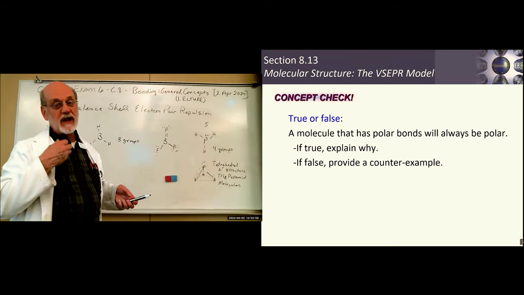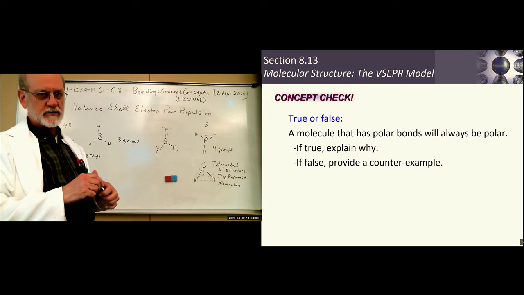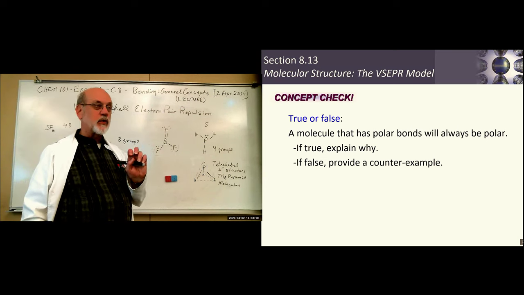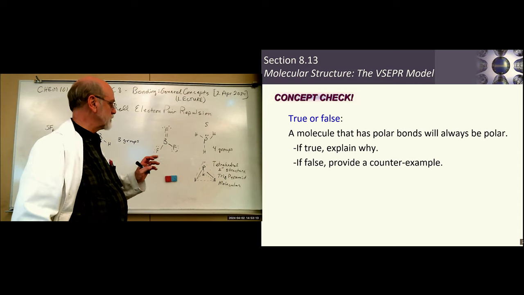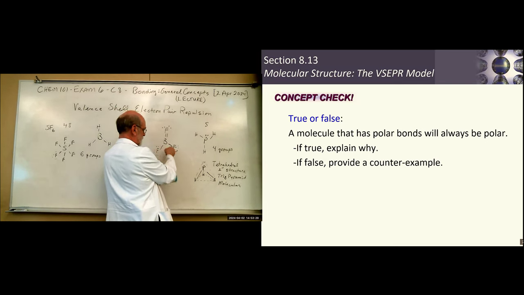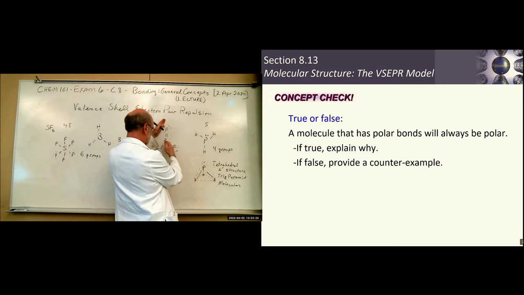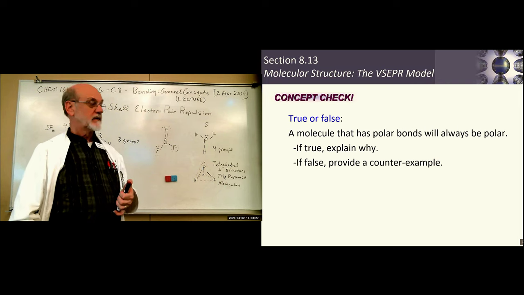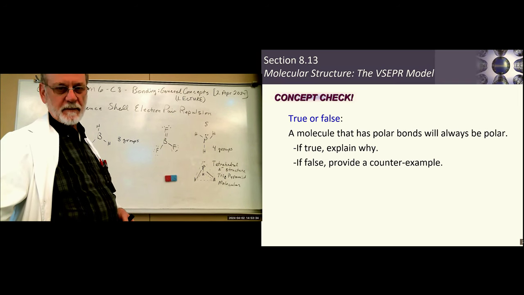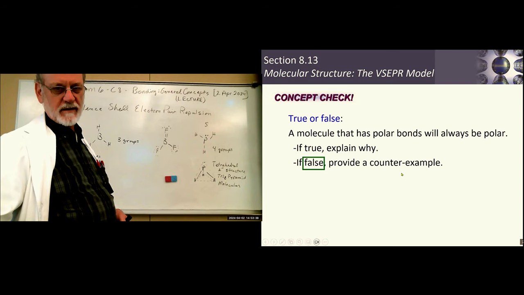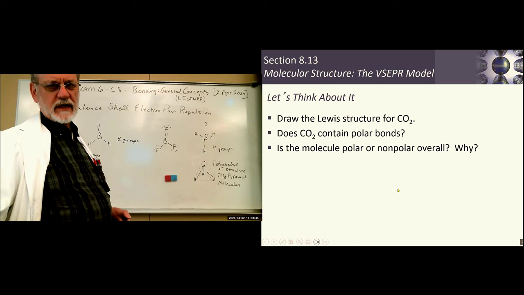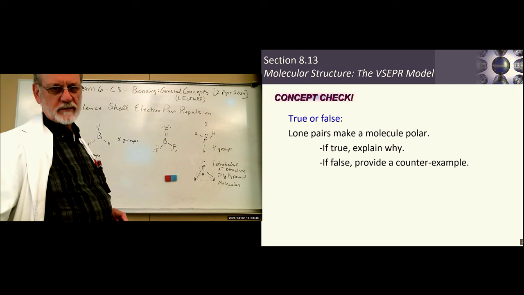Okay, so a question. A molecule that has polar bonds will always be polar. True or false? False. Right. If they are equivalent polar bonds pointing to the apexes of a regular structure, like these are all equal, right? These are polar bonds, but they're pointing to regular apexes of a structure, they cancel one another out. So boron trifluoride should be nonpolar. Okay, let's see. Carbon dioxide, we drew that already. It contains polar bonds, yes, but overall it's nonpolar.